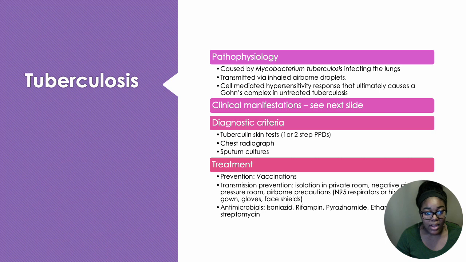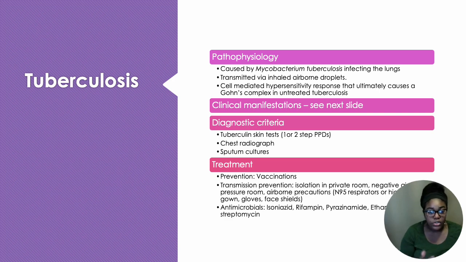You have diagnostic criteria. You'll normally see individuals get the tuberculin skin test, either the one-step or two-step PPDs. You'll see a chest radiograph, which would show that Ghon's complex and the consolidation in the lungs, and you'll also see sputum cultures. As far as treatment, you want to have the vaccination. And if the individual does end up contracting tuberculosis and it is active, you should put them in a private negative pressure room and initiate airborne precautions. And that includes wearing your N95 respirators, gown, gloves, face shields, things of that nature.